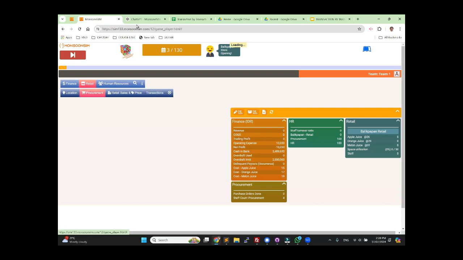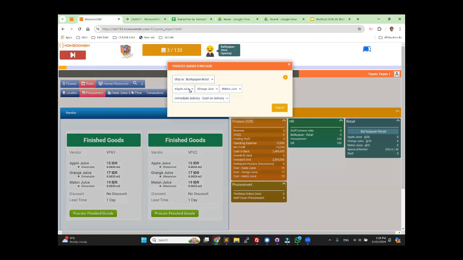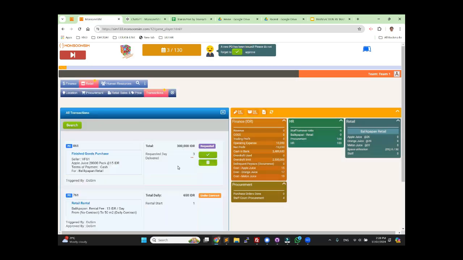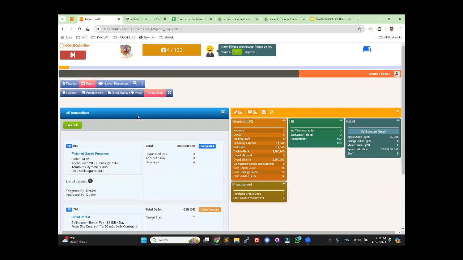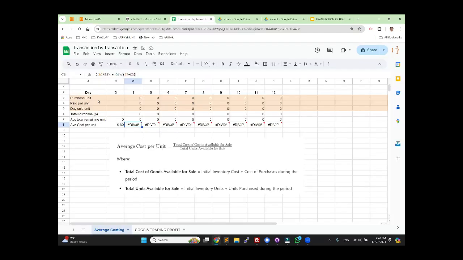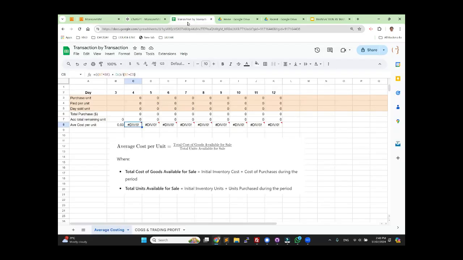Now I'm going to buy something on day 3 because I want to simulate what happened on day 4 here. So on day 3, I'm going to go ahead and buy 20,000 apple juice, deliver immediately. So I hope that tomorrow they will deliver this on day 4, right? So tomorrow, let's plug in the formula. Yesterday I had 0. Then on day 4, I have 20,000 of apple juice. So on day 4, I have purchase unit 20,000.